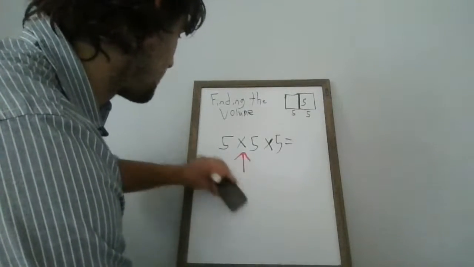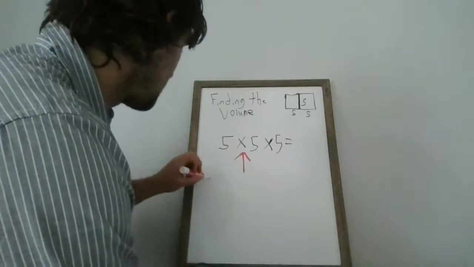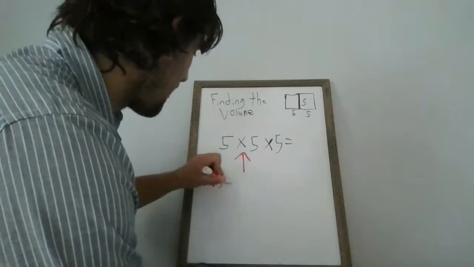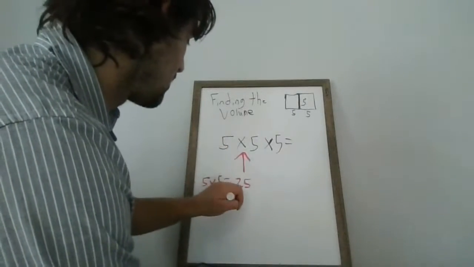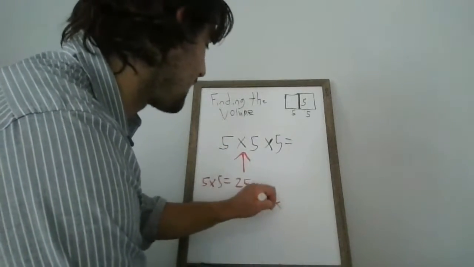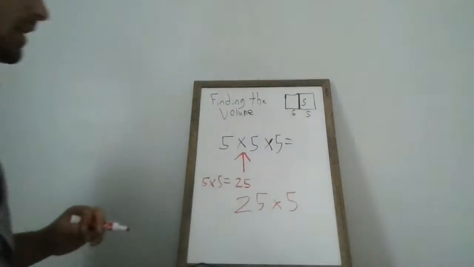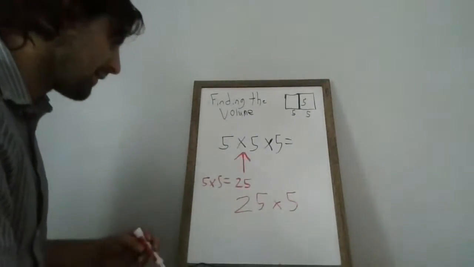I'm going to write that a little bit neater. So 5 times 5 equals 25, and then the 25 is going to replace the 5 times 5 up here. So we are looking at 25 times 5 now. That's what we need to multiply. We need to figure out what 25 times 5 is.